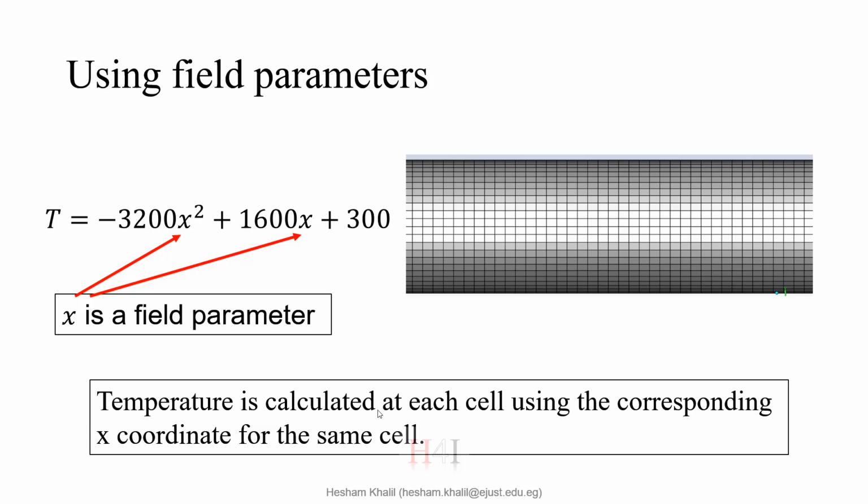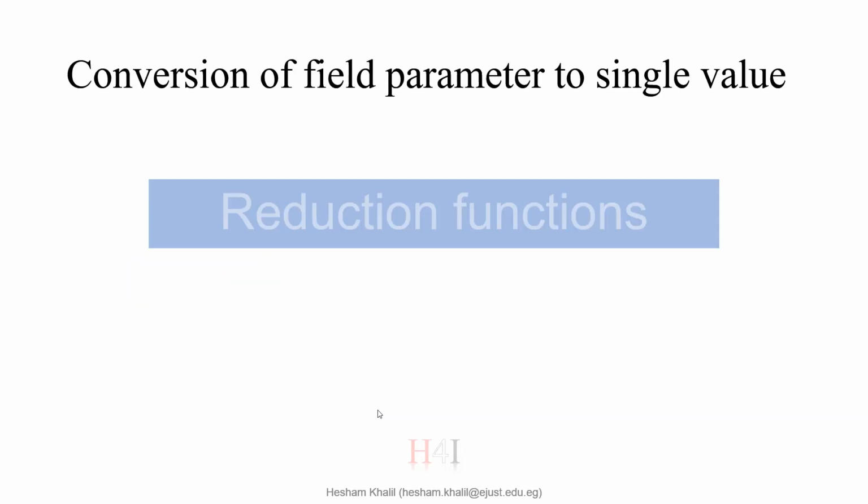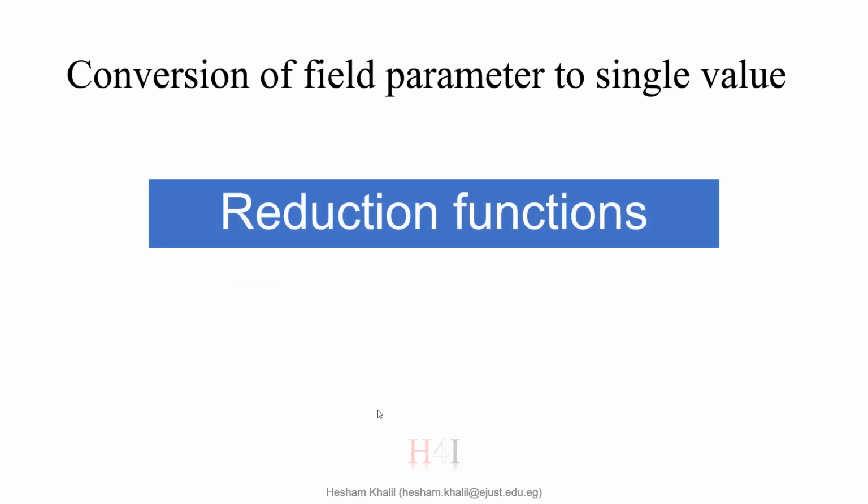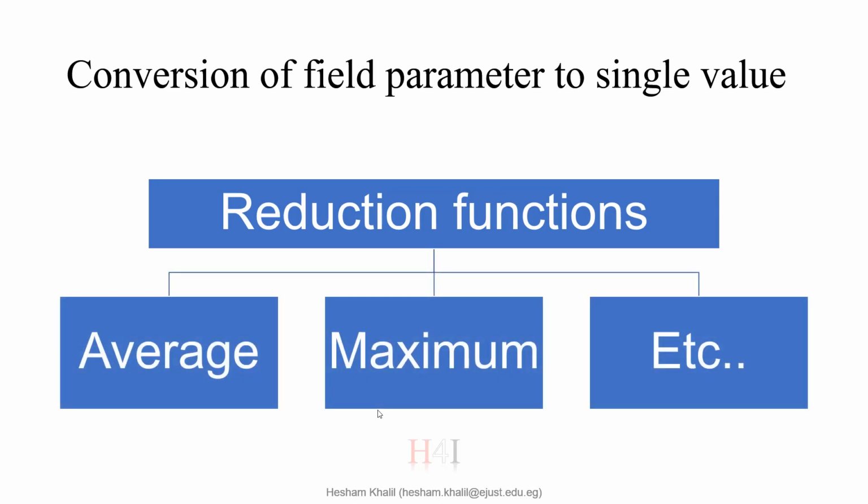Is this clear? So this is how field parameters are calculated. And we can do something called the reduction of the field parameter, which is converted to a single value parameter. Like if we want the average temperature of a fixed surface, we can calculate the average temperature. So T, the temperature, is a field parameter, but we are taking only the average of all cells to use it in the expression. This is called the reduction function. We will talk about it in more detail later.